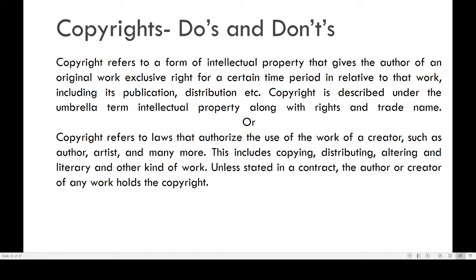The next important thing is copyrights. So copyrights fall under the umbrella of intellectual property. So under intellectual property, there are a few more things like patents, trademarks, and geographical indications. So with respect to copyright, copyright is an intellectual property that gives the author of an original work exclusive right for a certain time period in relation to that work, including its publication, distribution, etc. So copyright is described under the umbrella term intellectual property along with the rights and trade name.